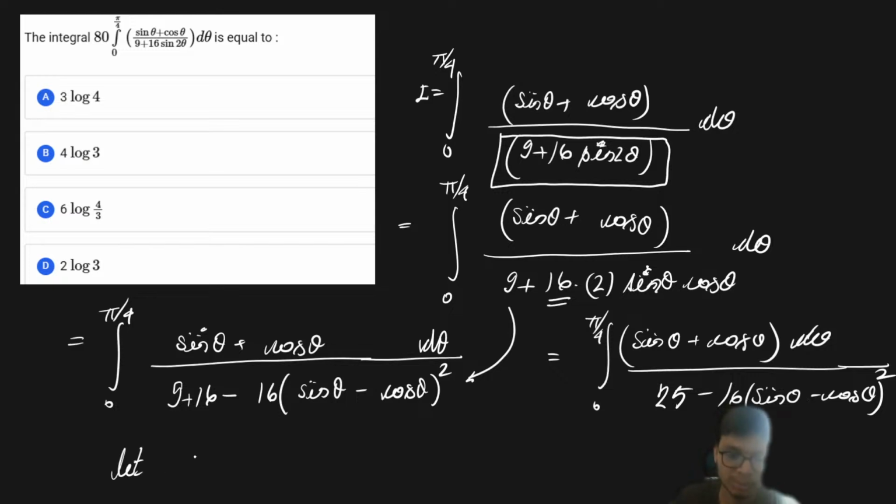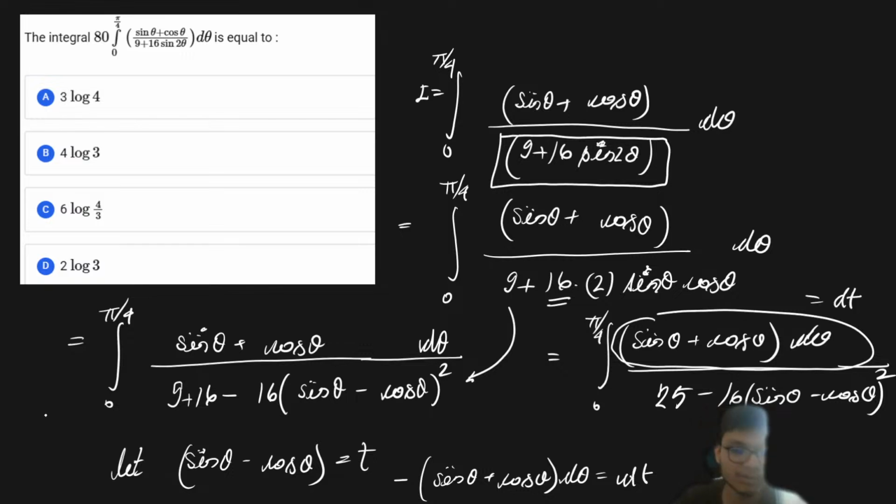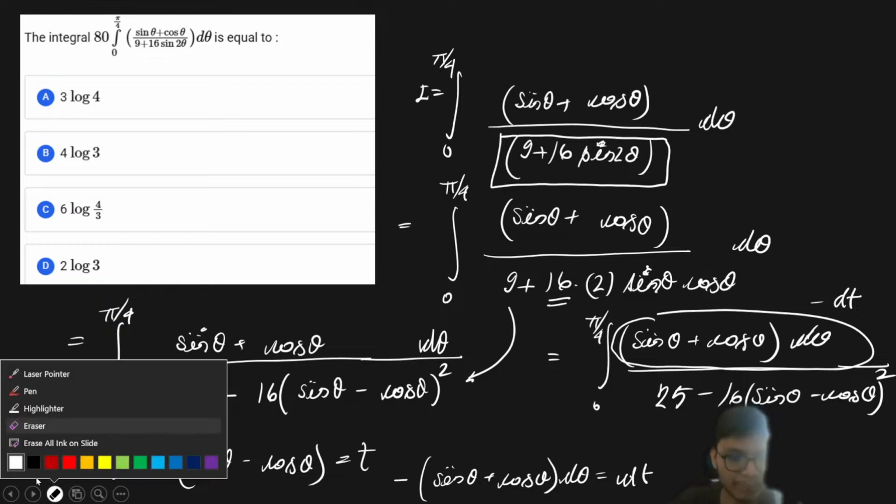Now, interestingly, if you solve this question by substitution, that is, if you substitute sine theta minus cos theta as some t, then minus of (sine theta plus cos theta) d theta is going to be equal to dt. So therefore, this particular part is going to be minus of dt. I hope this is clear to every one of you.